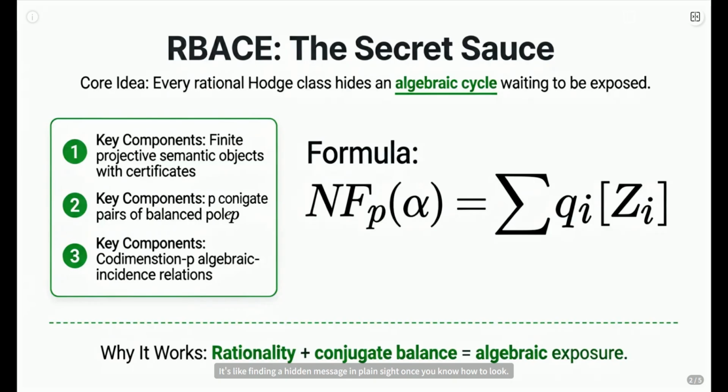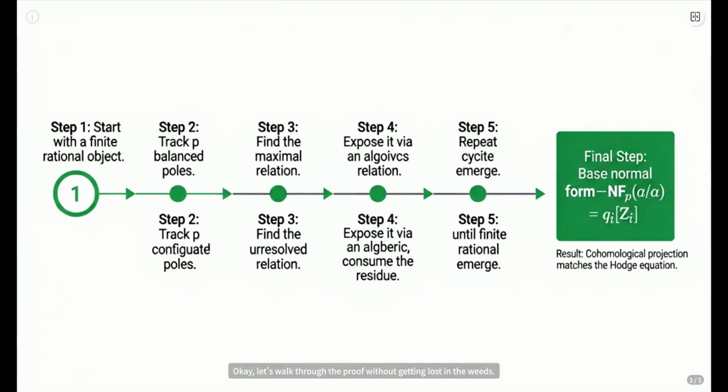It's like finding a hidden message in plain sight once you know how to look. The formula NF sub p of alpha equals the sum of q sub i times z sub i. That's just a fancy way of saying we find the algebraic cycles z sub i with rational coefficients q sub i that make up our original Hodge class alpha. Simple, right? Almost. Okay, let's walk through the proof without getting lost in the weeds.